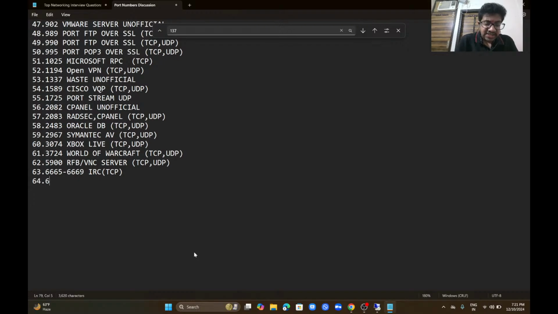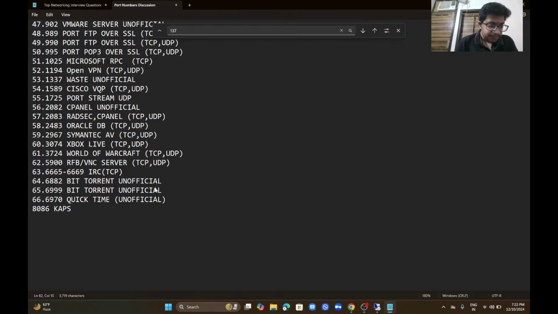6881 is BitTorrent, unofficial. 6999 is also BitTorrent, unofficial. And 6970 is QuickTime, unofficial. 8086 is Kaspersky AV antivirus using TCP protocol.